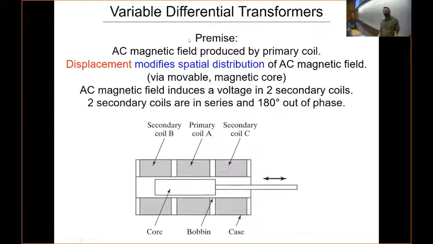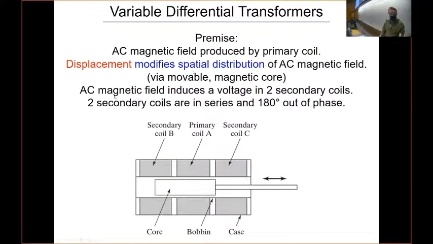Back to the premise: we have this AC magnetic field produced by a primary coil. There's a primary coil here, a bunch of wire wrappings. We apply an AC signal to it, and that creates a magnetic field around it. Whatever moves translates its motion to the core through this rod, and when that moves the core, that displaces the spatial distribution of the magnetic field. So if it pushes this way, the magnetic field is going to get pushed over towards secondary coil B. If it moves this way, it's going to get moved over towards secondary coil C.